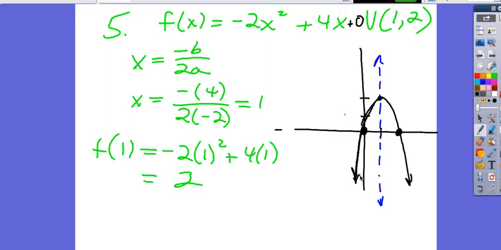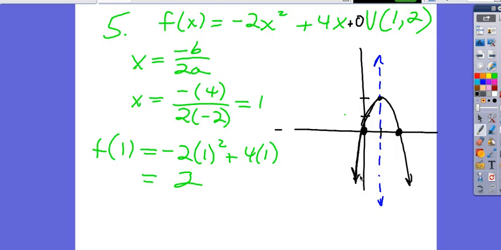Okay, any questions about number 5? Now, keep in mind, you're going to be responsible for this stuff. I'm planning on having a little mini quiz over graphing from standard form tomorrow at the beginning of class. Alright? So, very important. I'm talking about one problem. That's going to be a quiz. Alright? So, you're going to be responsible for this.